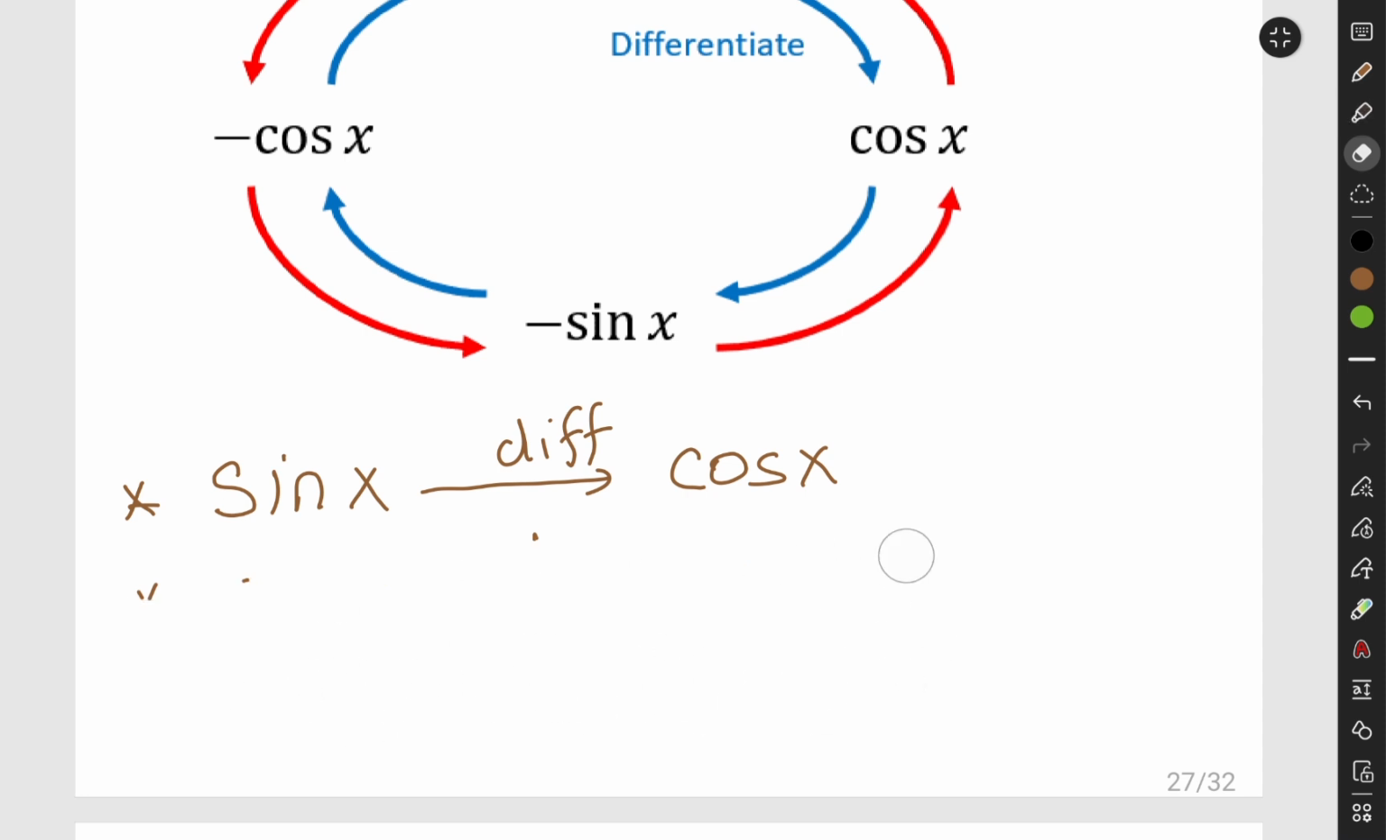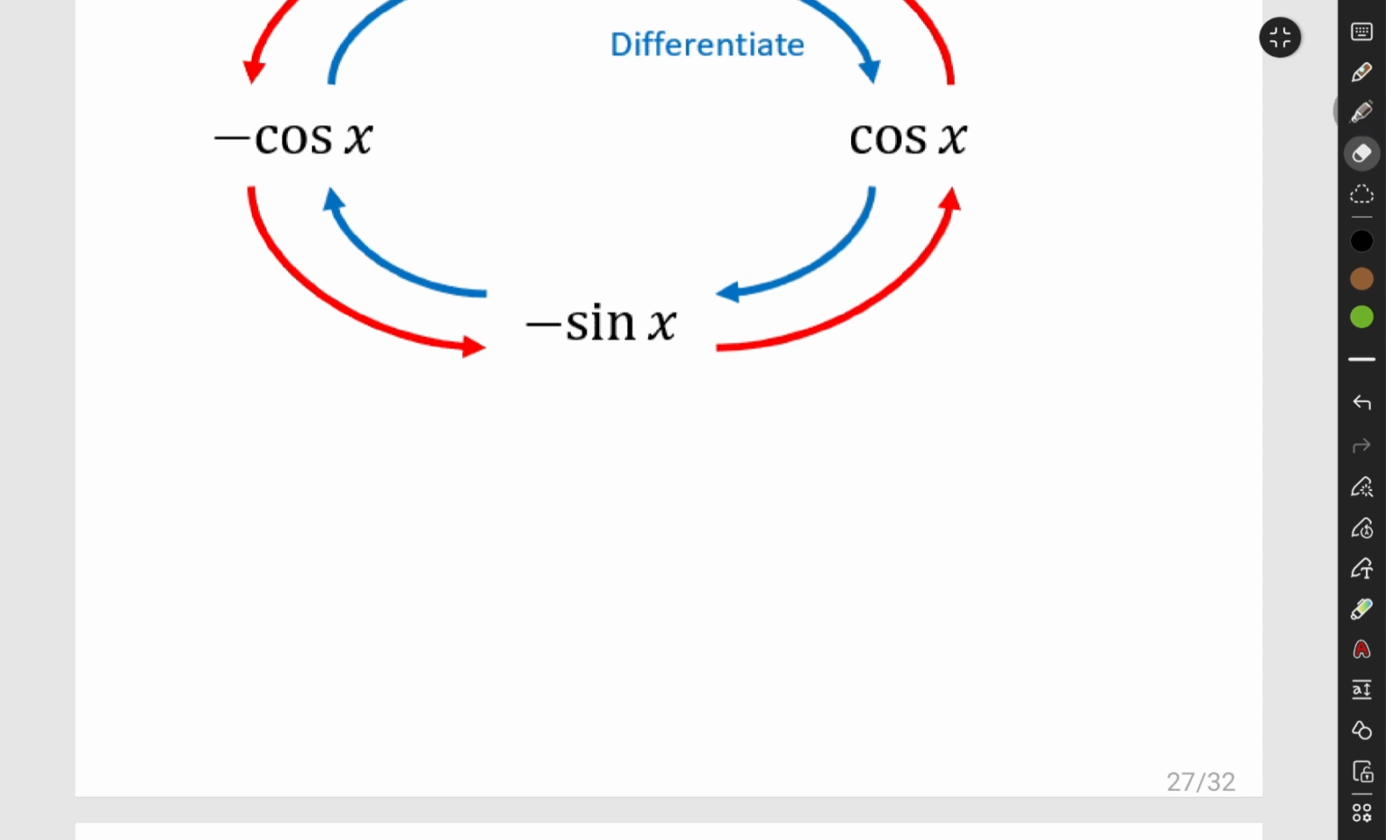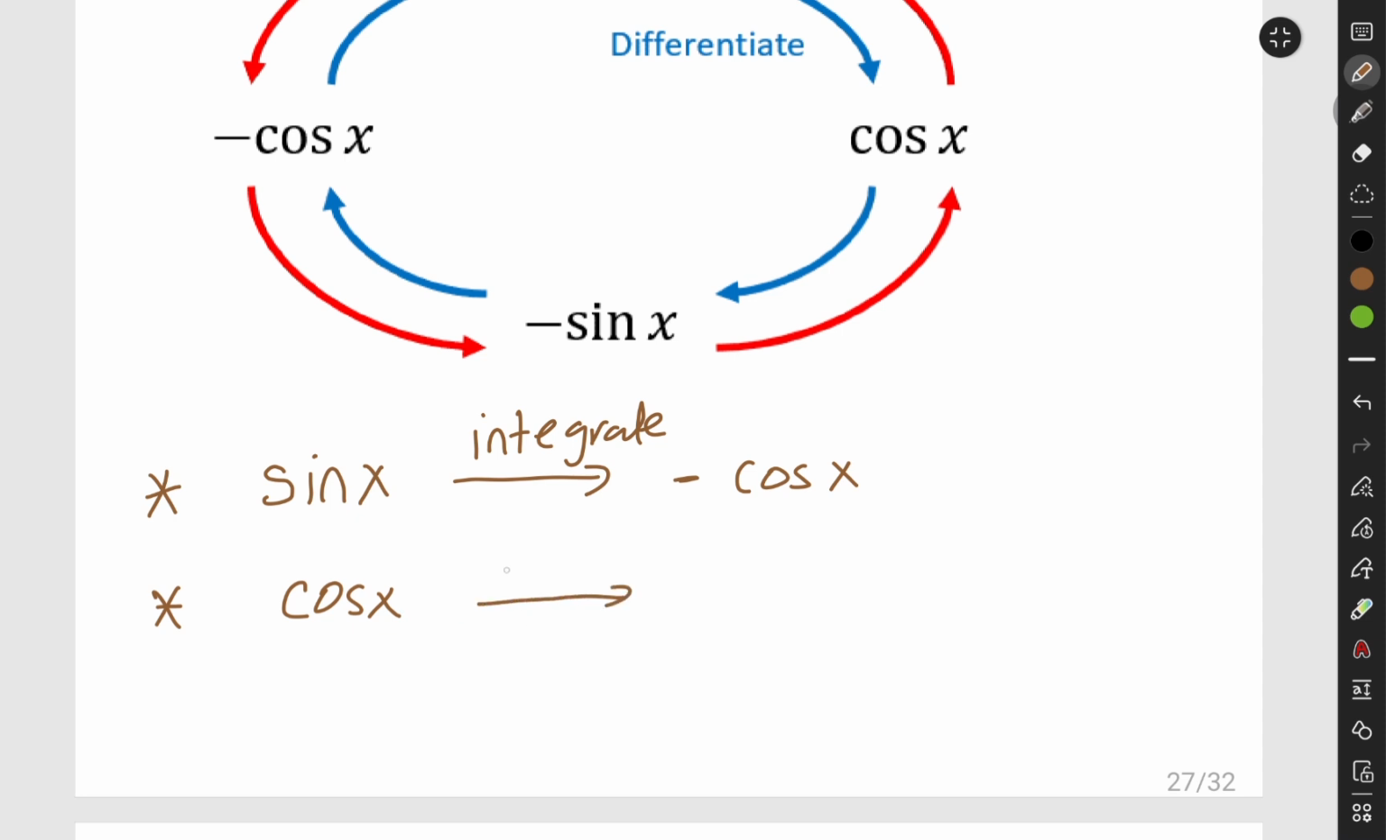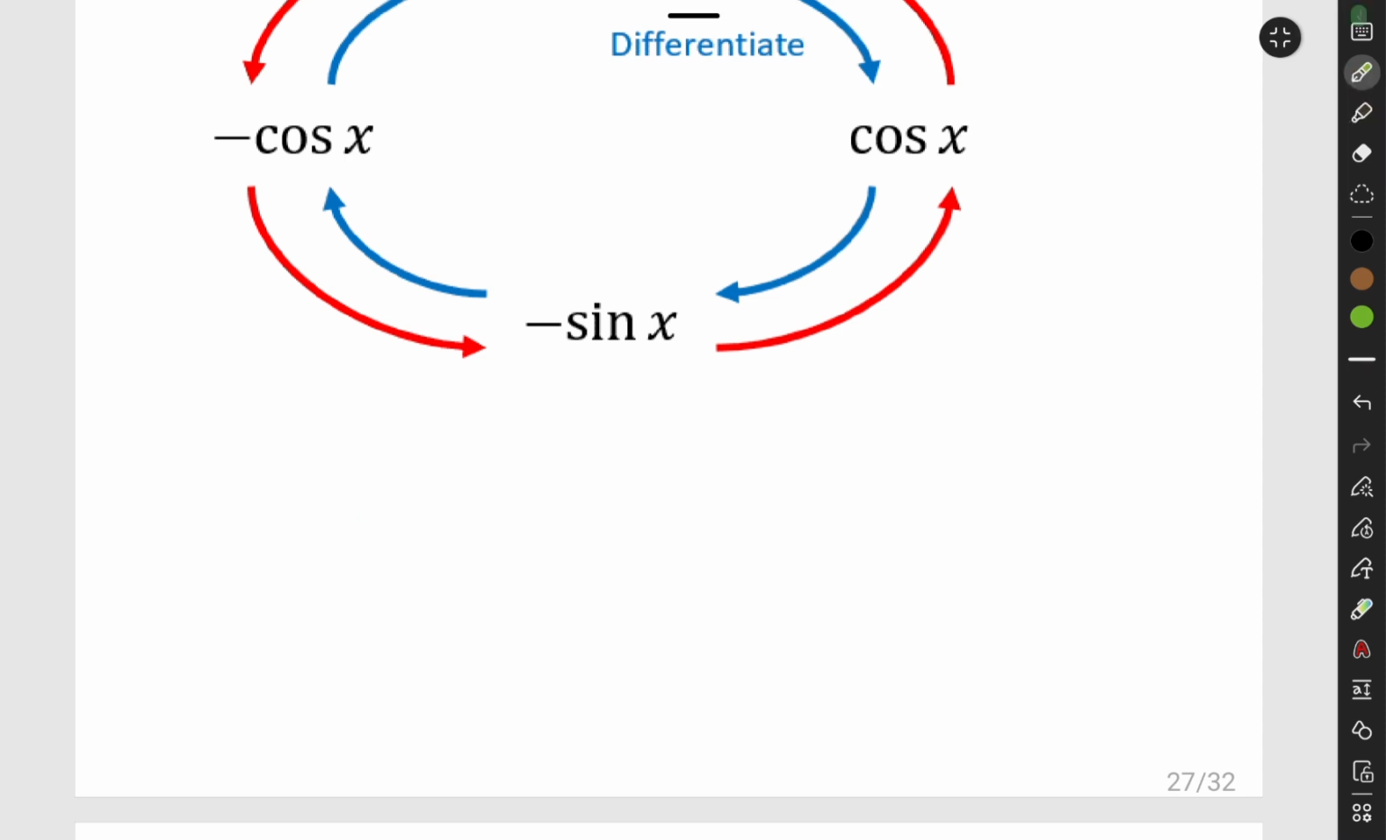Okay, next, the integration of sine x: you're going to integrate it, and it is going to be minus cos x. And then the integration of cos x: you're going to integrate it, and you're going to get sine x. Okay, I hope you have just seen those rules. I'll tell you how to memorize them properly.